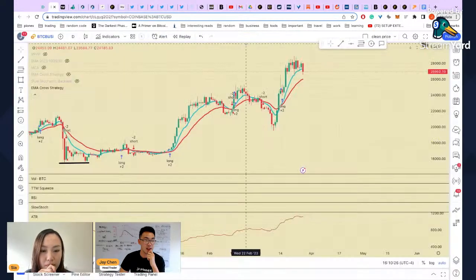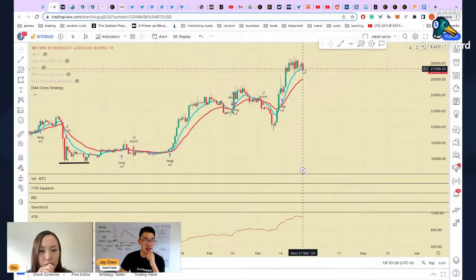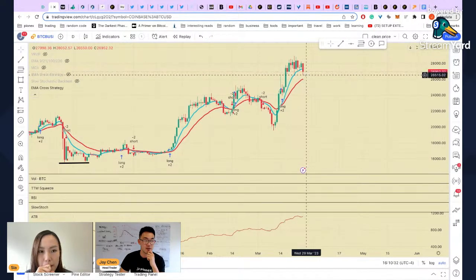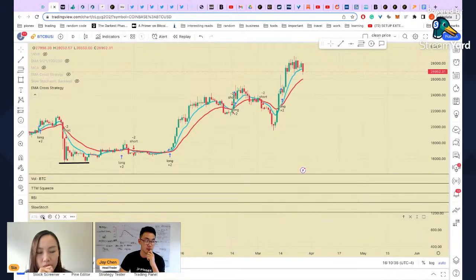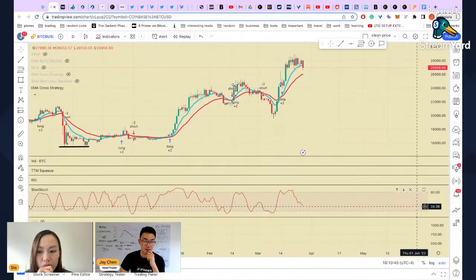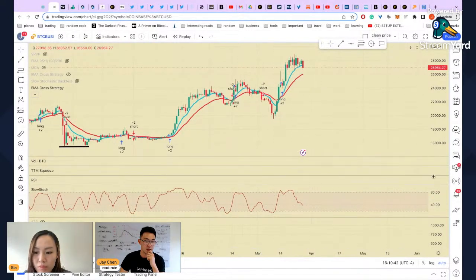Like Bitcoin today, right? We broke under the 9 EMA on the daily. So if we close under it, we should have a continuation down. I'm going to look at the chart. Let me know if there's any questions.